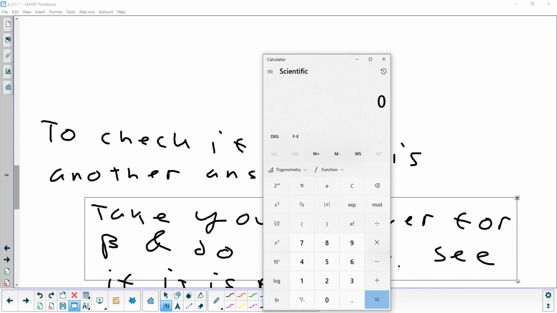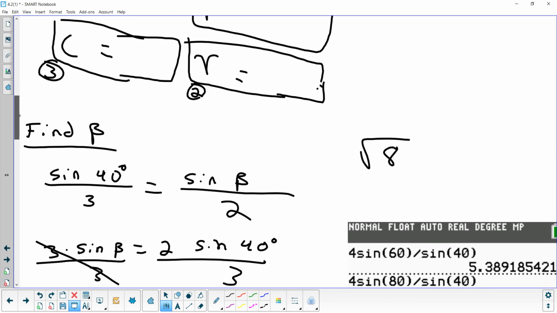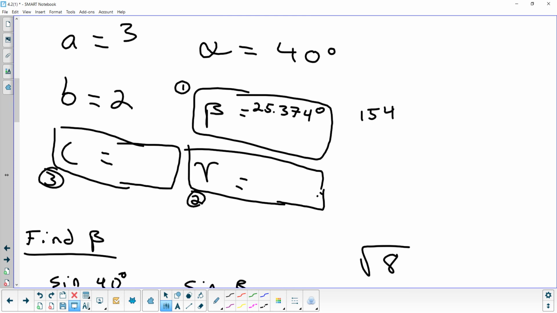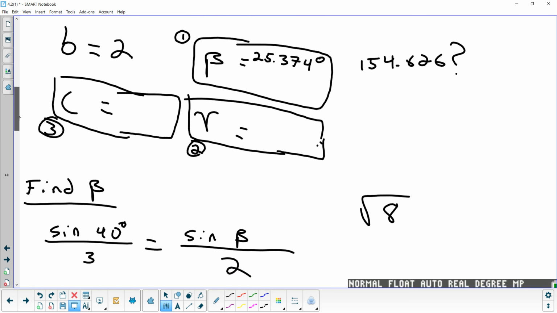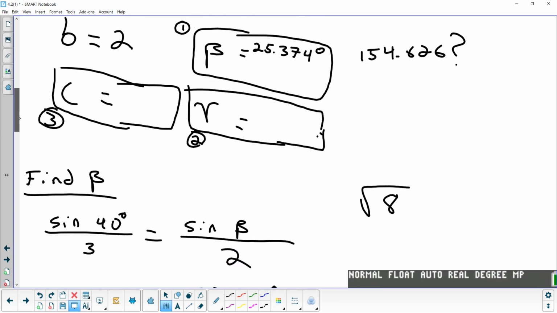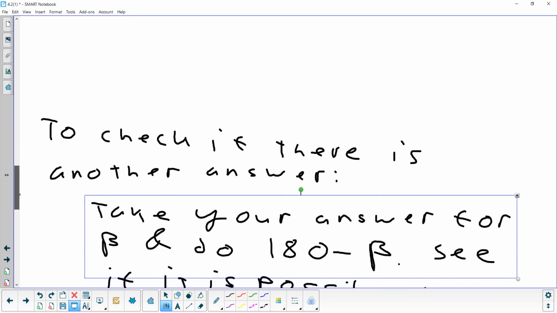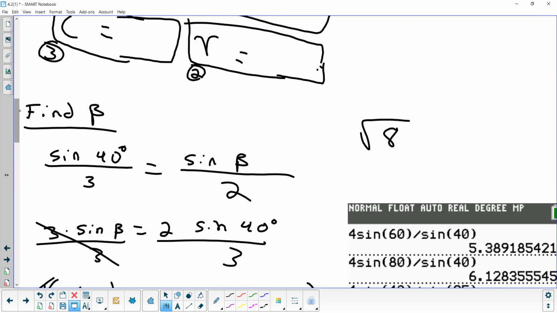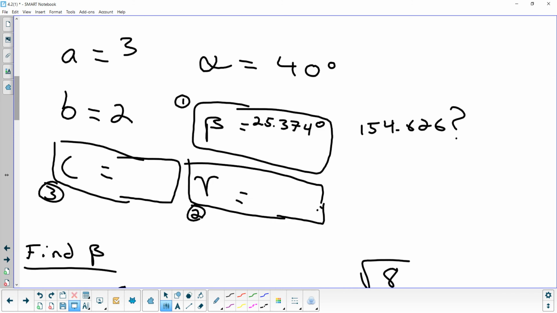I think it was 25.374. 180 minus 25.374. If there is a second answer, that's what it is: 154.626. Just going to write that off to the side so I don't forget it. Now, I have to check and see if that works. I got that by subtracting the 25.374 from 180. That's always how you find the second answer.